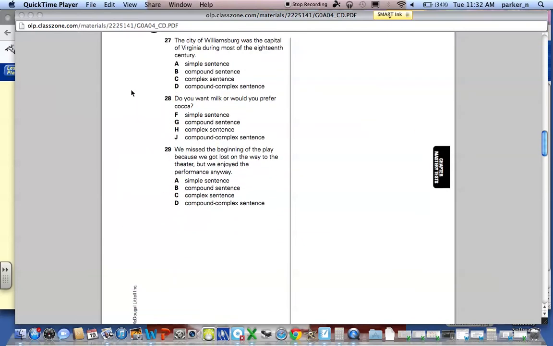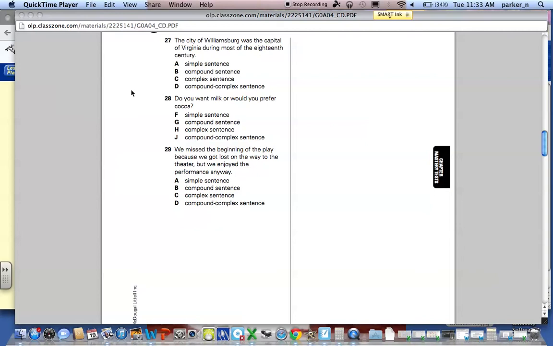Number 27. The city of Williamsburg was the capital of Virginia during most of the 18th century. City was capital. That's our base sentence. It's one independent clause. We do not have another subject and verb in that sentence. So it's a simple sentence. 28. Do you want milk or would you prefer cocoa? You do want milk, or, which is a coordinating conjunction, you would prefer cocoa. Two independent clauses means that's a compound sentence.